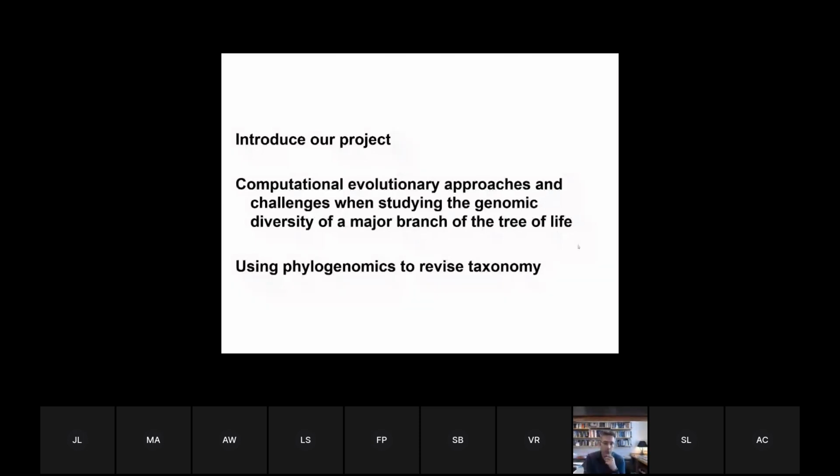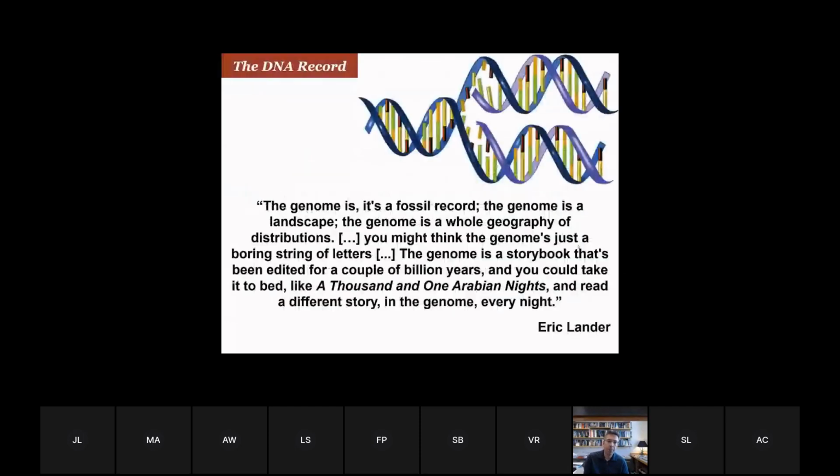And then also I'll give you a vignette about how we can use evolutionary genomics to give us insights into revising the taxonomy of our group of interest. And so, as I said, I'm an evolutionary biologist, and I analyze genomic data, and I'm interested in connecting genomic variation to phenotypic variation.